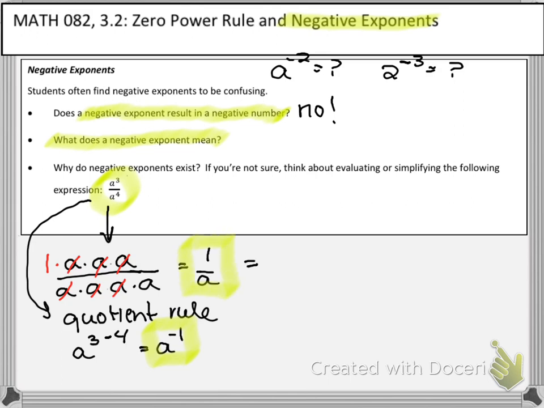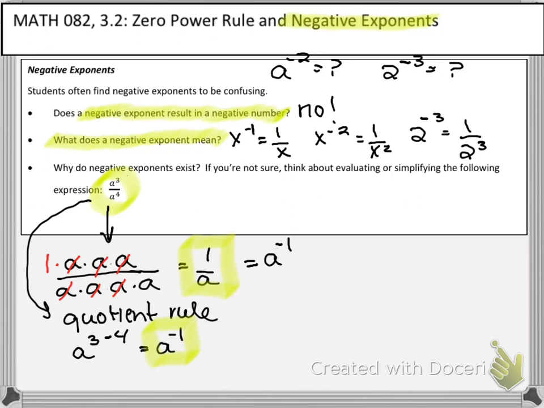So what I've just proven to myself is that a to the negative first power is the same as 1 over a. That's what negative exponents do. It's a little bit strange, and not necessarily intuitive. So x to the negative 1 means that I have 1 over x. X to the negative 2 means that I have 1 over x squared. Let's say I have 2 to the negative 3. That means I have 1 over 2 to the third power.